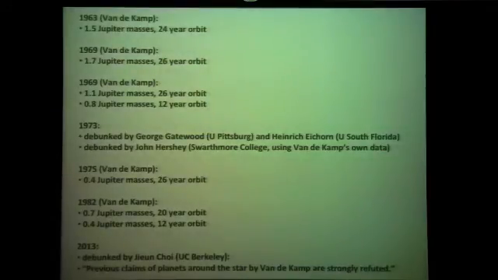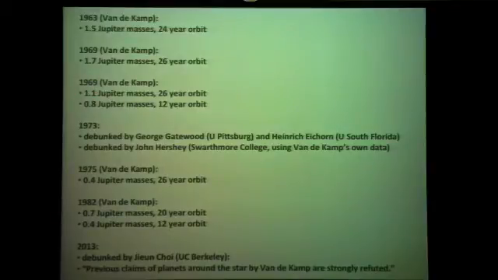So here's what we know about that planet. In 1963, that planet had 1.5 times the mass of Jupiter, and it was in a 24-year orbit, according to Van de Kamp. In 1969, with 6 more years of data, he had revised his calculation, and he claimed it was a 1.7 Jupiter mass planet in a 26-year orbit. Now that's okay. You get better data, you revise it a little bit. In the same year, in 1969, he revised it again.